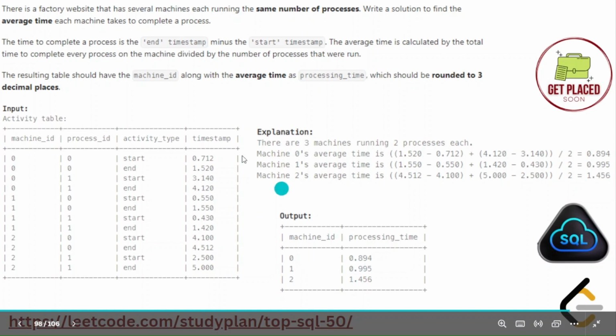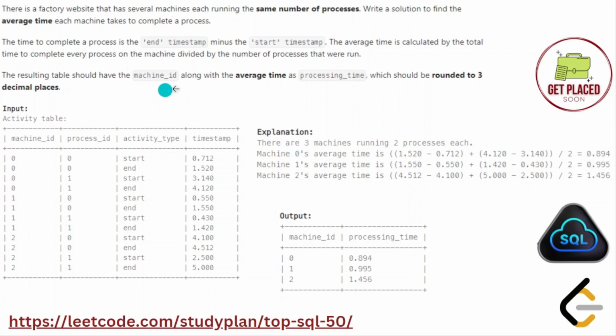Now, here you can see the result table should have machine ID, that we know, along with the average time that we are printing as processing time. So the column name that we are supposed to print with the values we found is processing_time. Like this we have to print it. Also there is one more thing. In each and every row, the processing time value should be rounded to 3 decimal places. Now let's see how it happens.